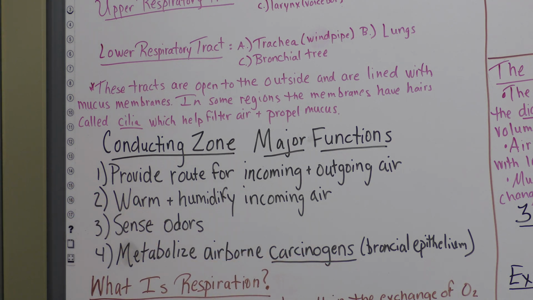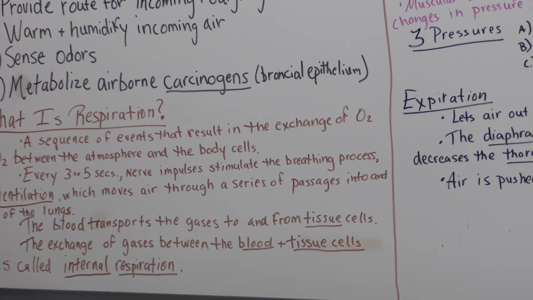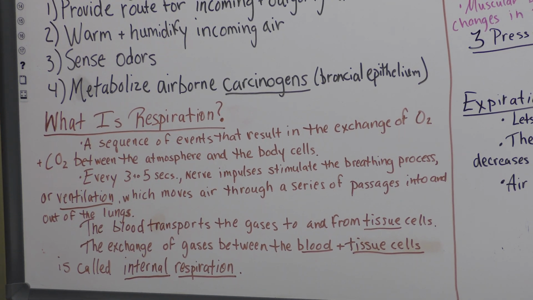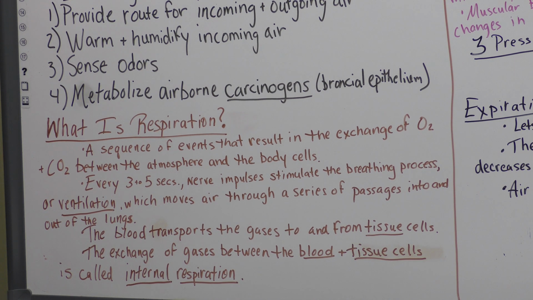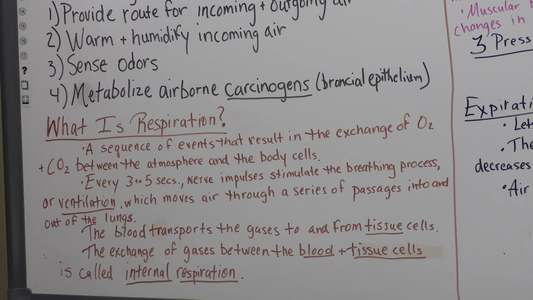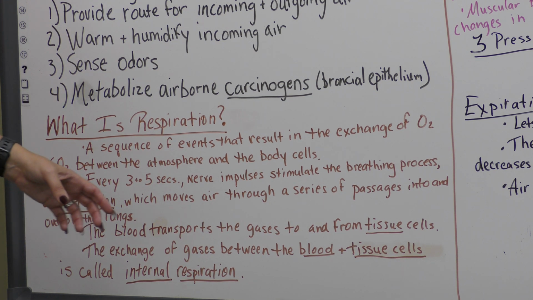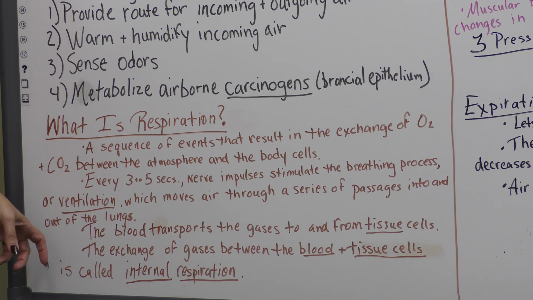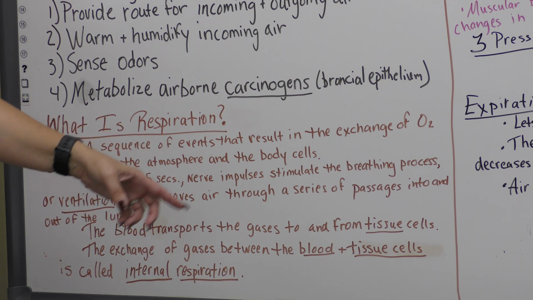Cigarettes. And so we're going to look at what is respiration. Respiration is the sequence of events whereby the exchange of oxygen and carbon dioxide occurs between the atmosphere and the cells in your body. So we breathe in oxygen, right, and we're going to exchange that and get carbon dioxide as a byproduct and exhale it. Every 3 to 5 seconds you get nervous impulses. Remember we talked about neurons, and they stimulate your respiratory system, and that's what's called the breathing process or ventilation. And that moves air through a series of passages and into and out of the lungs. And the blood there will transport the gases, and it's a process called diffusion.